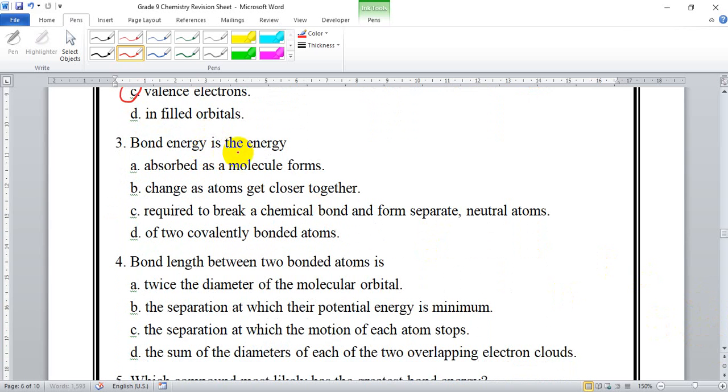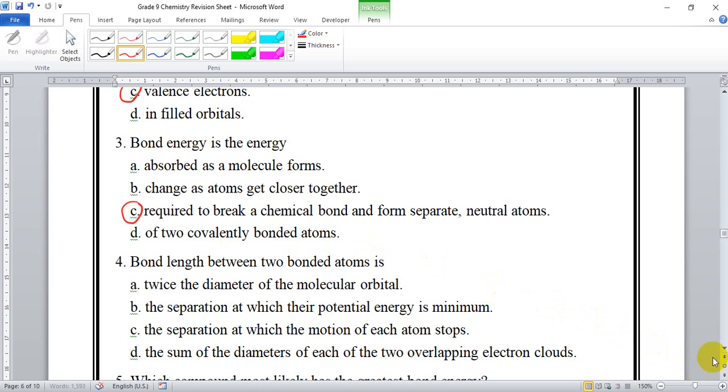Number 3. Bond energy is the energy absorbed as a molecule forms, the energy change as atoms get closer together, or the energy required to break a chemical bond and form separate neutral atoms of two covalently bonded atoms. So the bond energy is the energy required to break the chemical bonds and form separate neutral atoms.